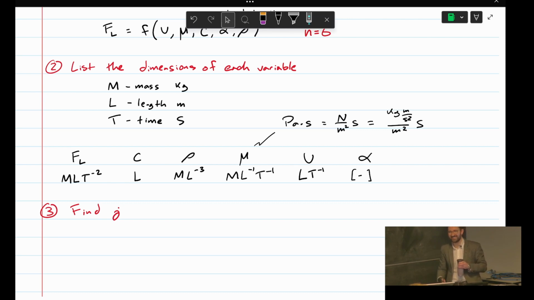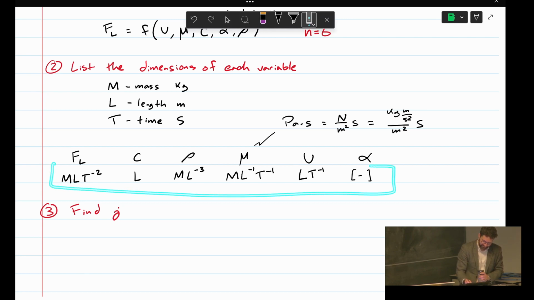Okay, let's do a show of hands. Who thinks it's 3? Okay, it's 3. So j is 3 because we have mass, length, and time. All of our variables are made up of 3 different dimensions. They're just different combinations of mass, length, and time.